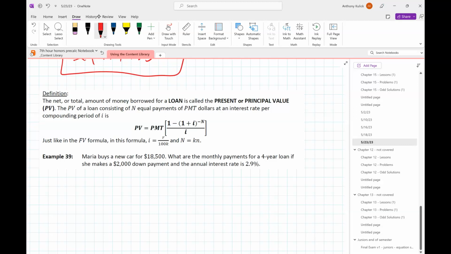Yeah, so the thing costs $18,500, right? The down payment is I'm going to pay $2,000 of that right away. So how much does the thing cost after the down payment? And where am I getting that money from? I'm borrowing it. Everybody's cool with that? So the present value is just going to be the cost minus the down payment.